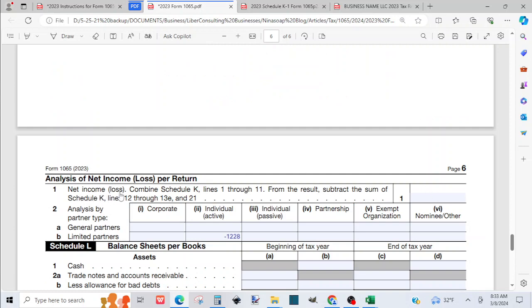So net income or loss. So you combine Schedule K-1.